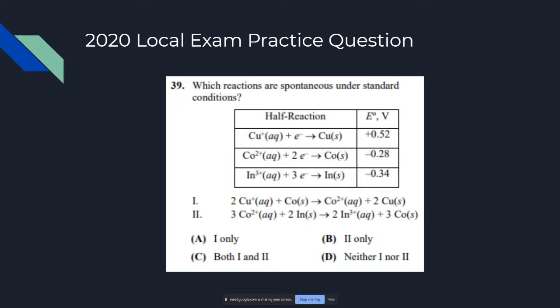Yeah, for this question, try to use the equation I showed in the previous slide and just plug in. It gives you pretty much everything you need in this table here, and you can just plug it in and see what you get.